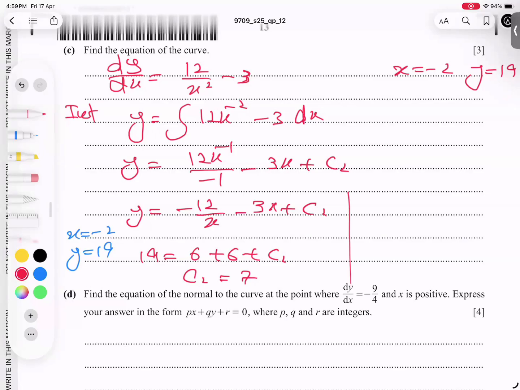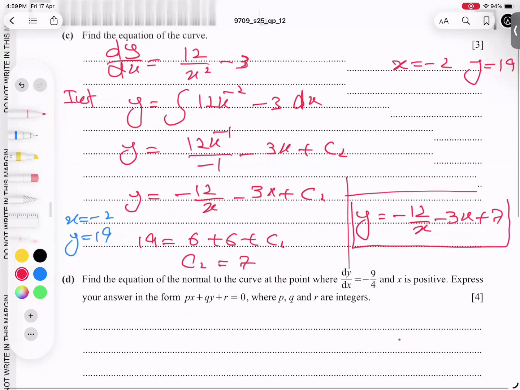And we are looking for the equation of a curve, so put it back in the equation. So y is equal to negative 12 over x, negative 3x, and plus 7. So I'm sure you got the point, and the equation of the curve is done.